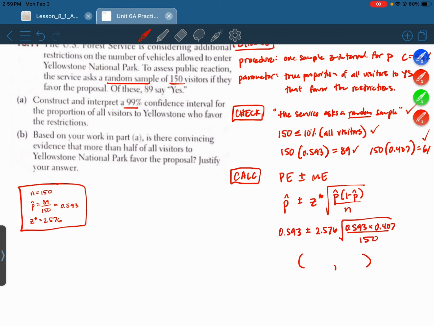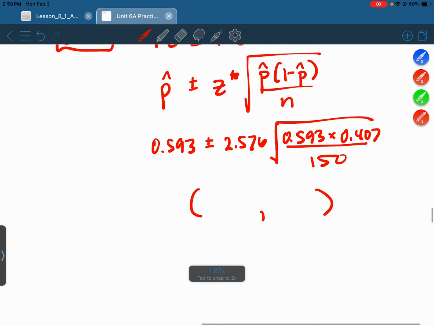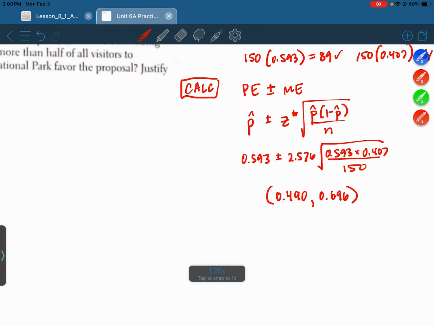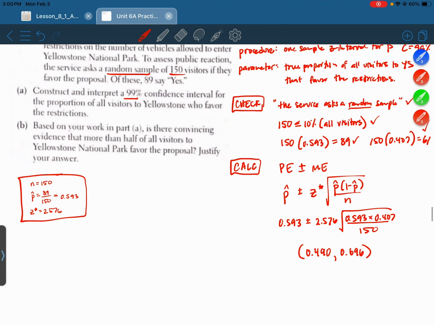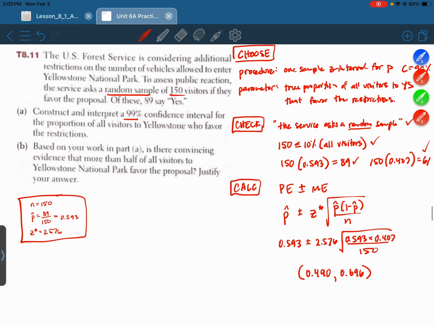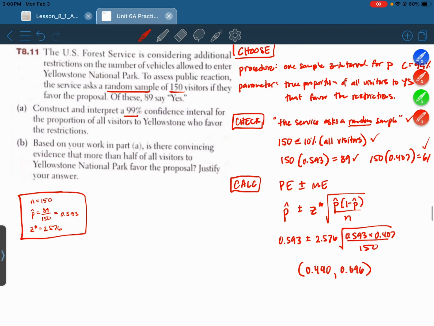I got the following values after calculating it: 0.490 and 0.696. The fourth and final step in our method here is the conclusion, where we simply write our interpretation.